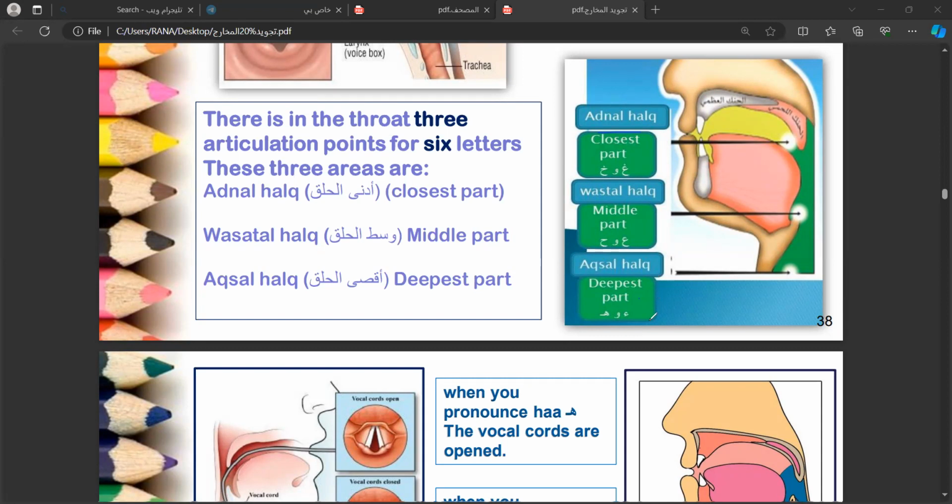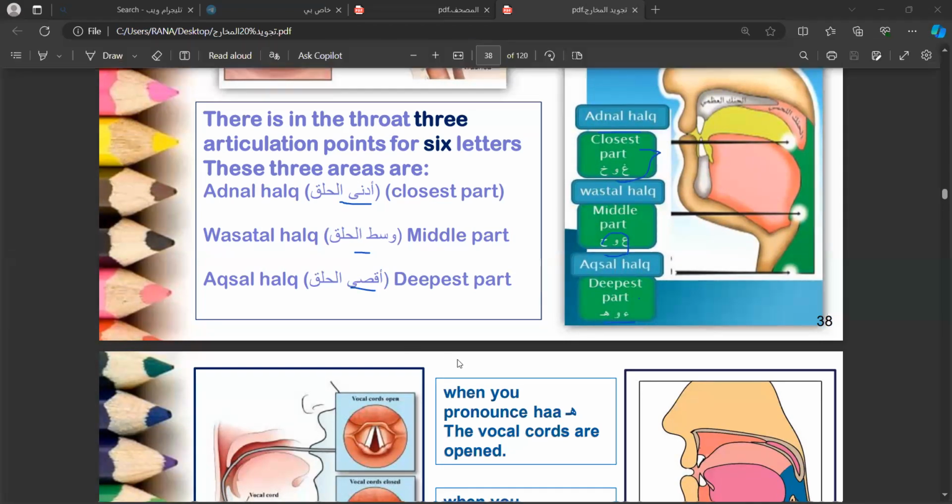You remember, Nafisa, when we said in إظهار letters, the throat letters are همزة, ها, عين, حا, غين, خا. We pronounce these 6 letters from the throat. همزة and ها are from the deepest part, أقصى الحلق. عين and حا are from the middle part. And غين and خا are from the closest part, أدنى الحلق. So there are 3 articulation points in the throat for 6 letters. These 3 areas are أدنى الحلق, the closest part, وسط الحلق, the middle part, and أقصى الحلق, the deepest part.